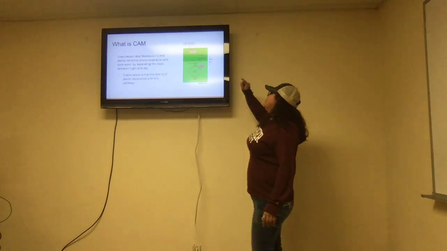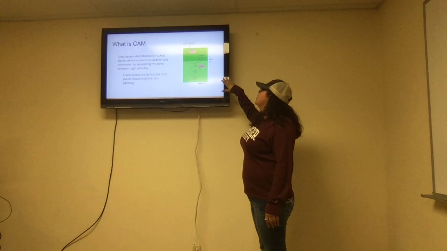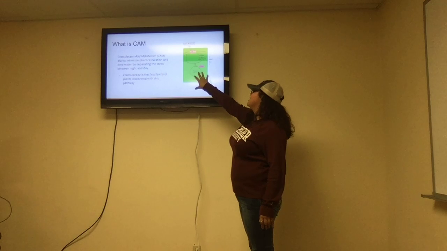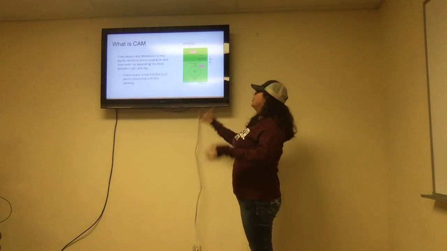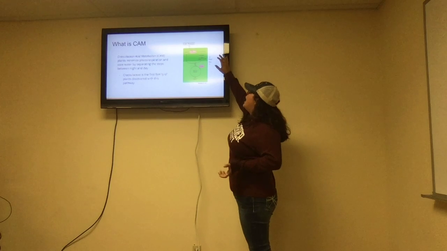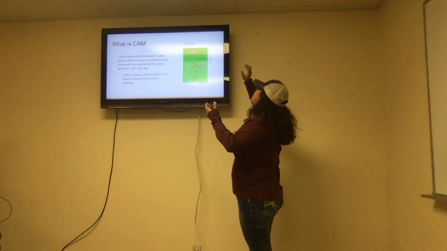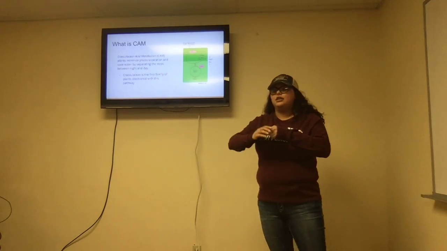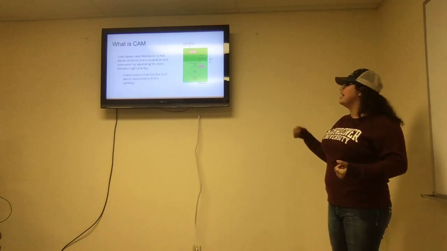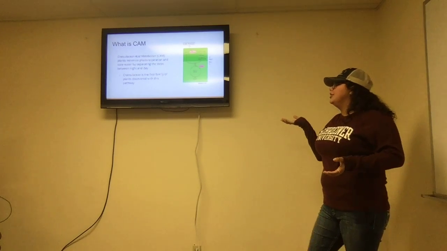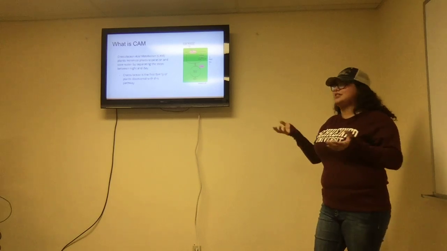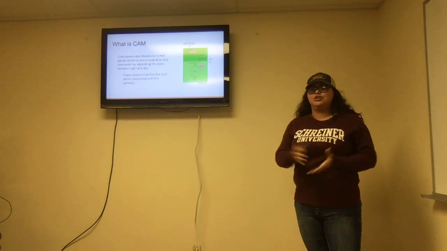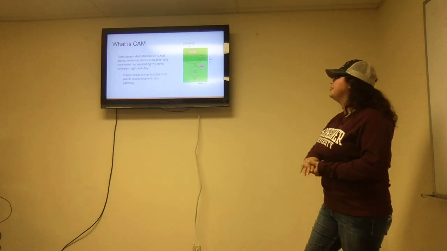Looking at this picture, you see the dark and the light green in it. The bottom part is the daytime, and as you can see, there's a lot less going on versus the night, which is on top, where there's the PEP and the carboxylates and all that going on. The reason is that when going through these processes at night, the CAM plant loses less water, versus during the day when there are hotter temperatures and more possibility of water loss.